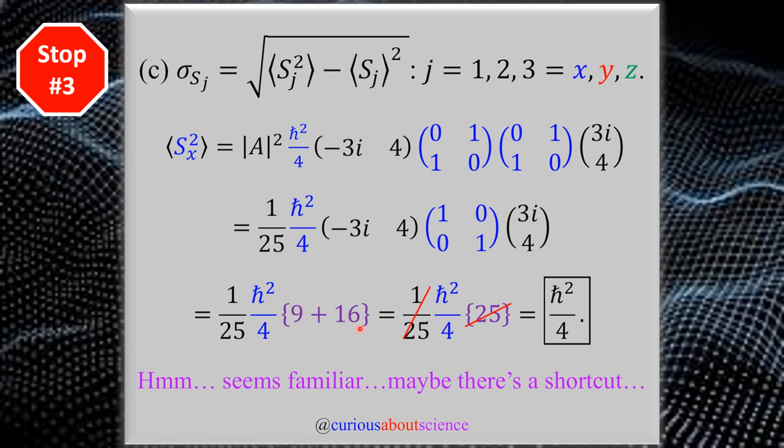That's why we end up with 25 here in the brackets, which cancels out with our normalization factor, leaving us with just h bar squared over 4. So this begs the question: this seems familiar and easy, maybe too easy. I wonder why. Maybe there's a shortcut. Let's see what that shortcut is.